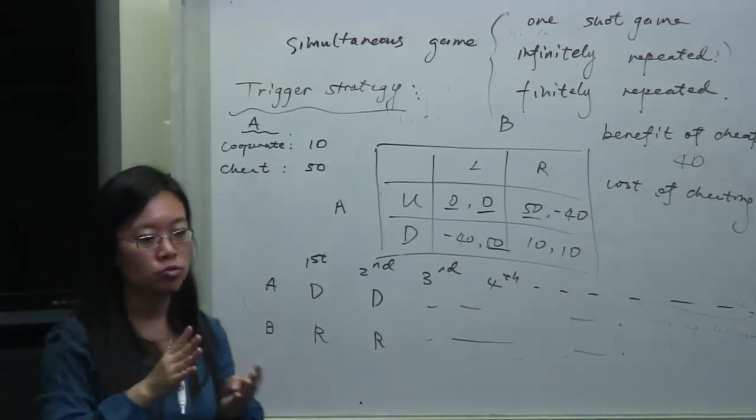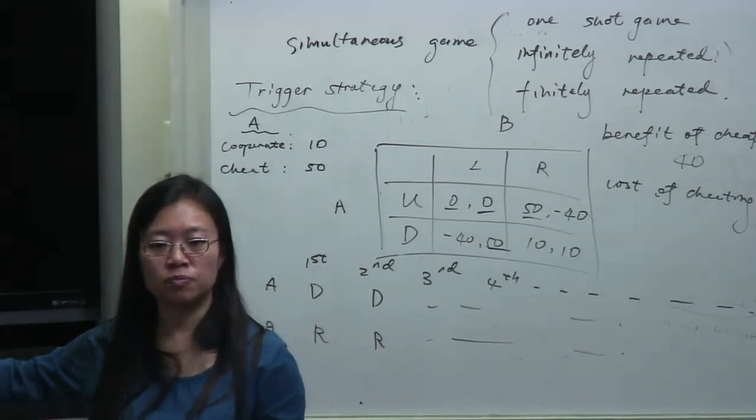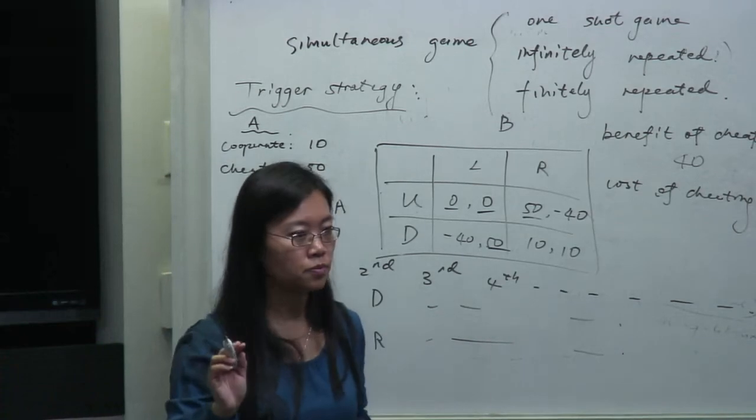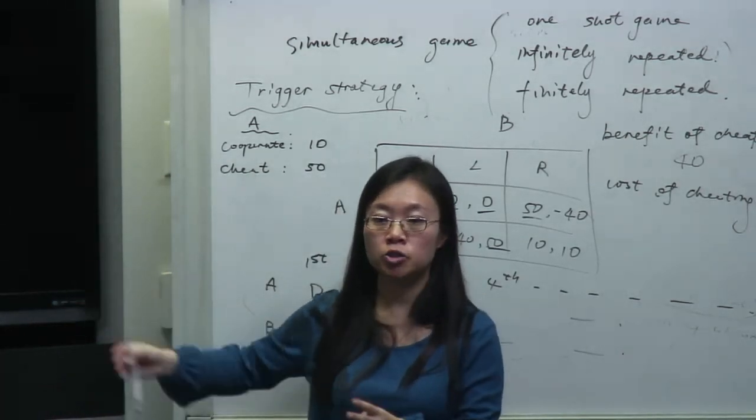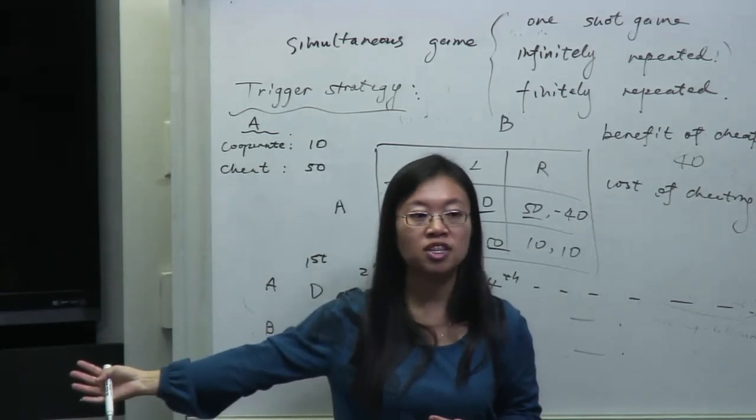Okay. So is it going to lose 10 next round? Then what is the present value? It depends on how long it lasts. It's an infinitely repeated game. Yeah. So you're going to lose 10 and you're going to lose 10 forever. Okay, so what is it?